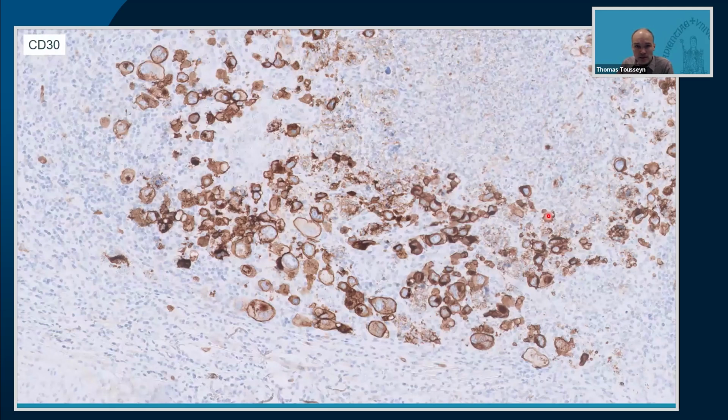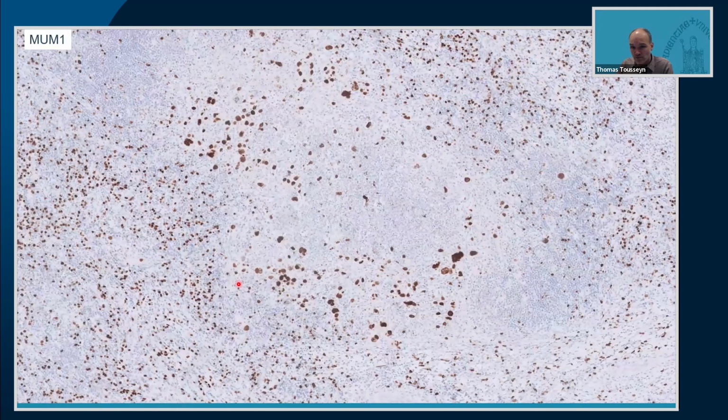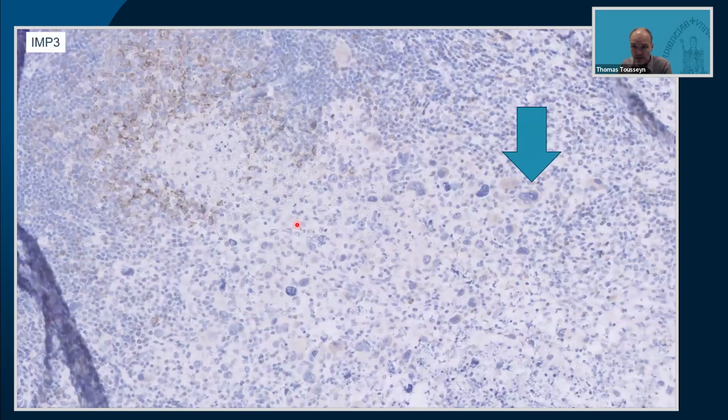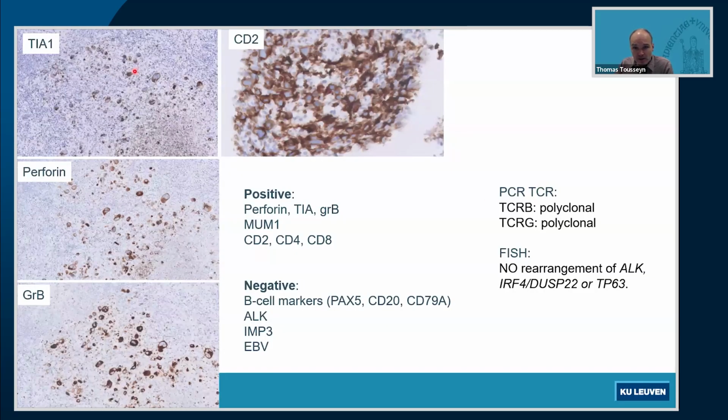CD30 nicely illustrating the cells, MUM1 pointing out the cells, but PAX5 did not stain, which is strange. It was a referral case, so I thought maybe it's a technical thing. Let's repeat it. Repeat PAX5, still negative. IMP3, very weak positivity, so a bit unusual because most of the cases of Hodgkin I see these days are very strongly and very uniformly positive for IMP3. And these cells seem to express CD2, TIA1, perforin, granzyme B.